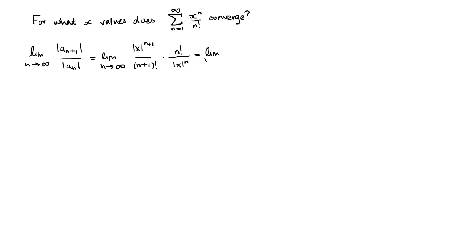We're going to regroup, putting all of our like terms together. We get absolute value of x to the n plus 1 over absolute value of x to the n, times n factorial over (n plus 1) factorial, which is (n plus 1) times n factorial. And now we have the great cancellation. So n factorial and n factorial are going to cancel. x to the n plus 1 over x to the n is just equal to x. So we get the limit as n goes to infinity of the absolute value of x times 1 over n plus 1.